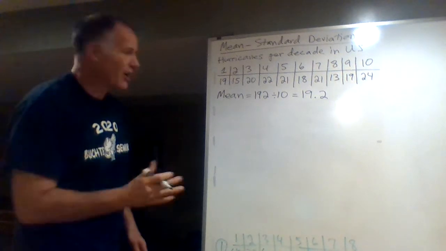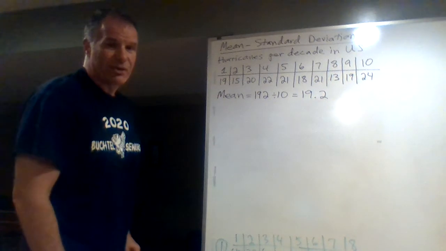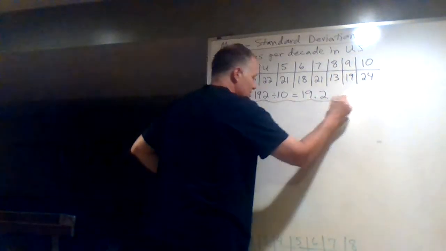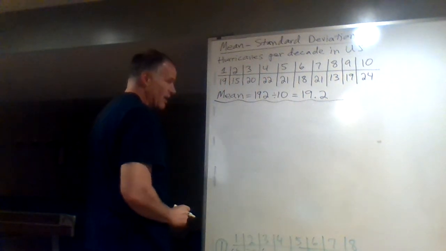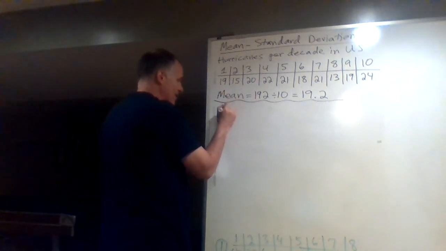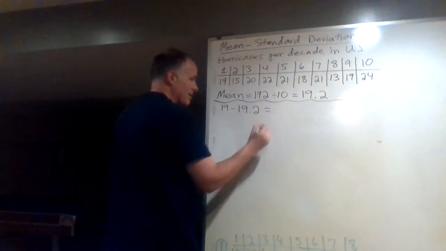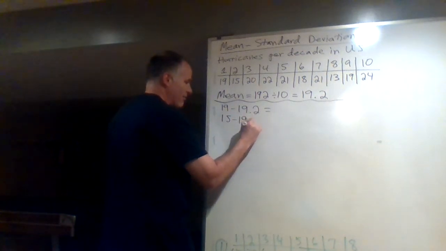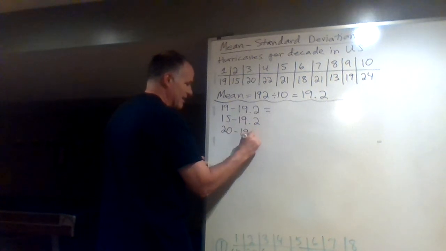Now, if you remember from the last video, we need to find that variance and standard deviation for these 10 numbers. I'm going to write sort of small so I can fit everything on here, but we should have plenty of room. Remember, guys, the data point minus the mean. Data point minus the mean.